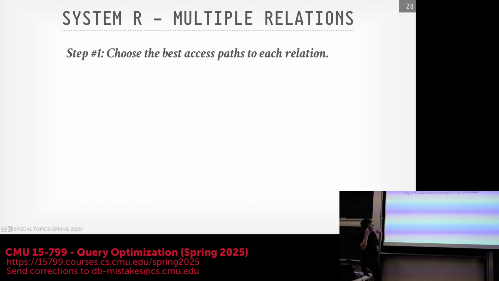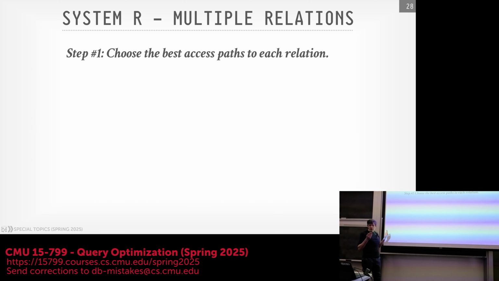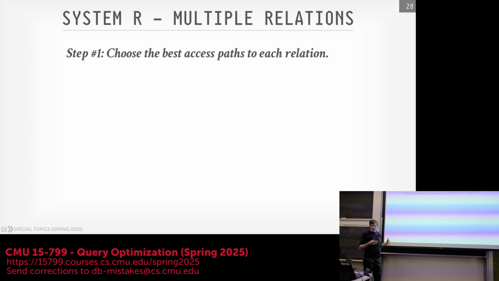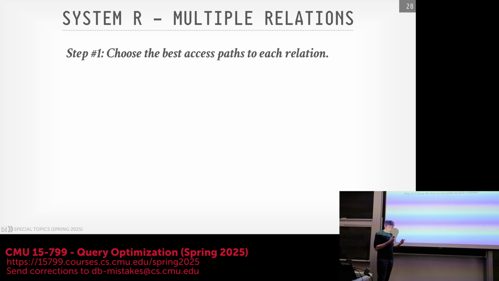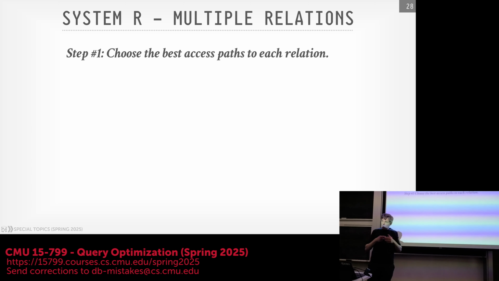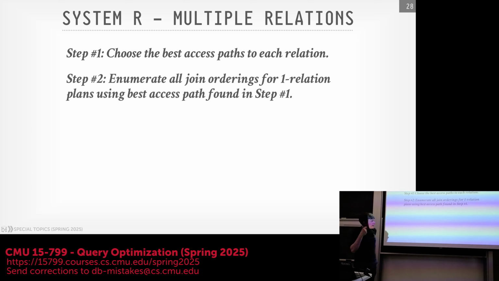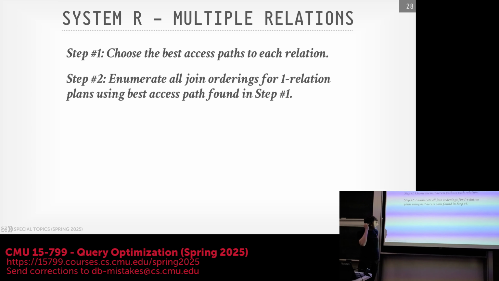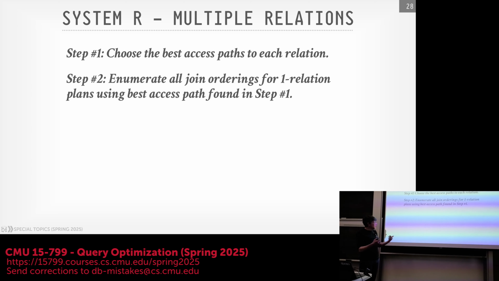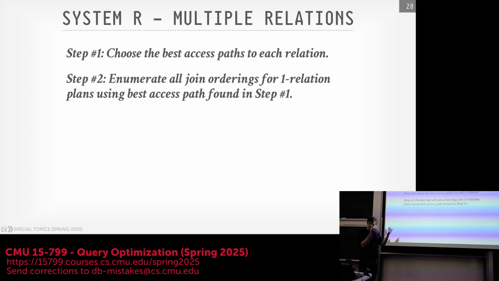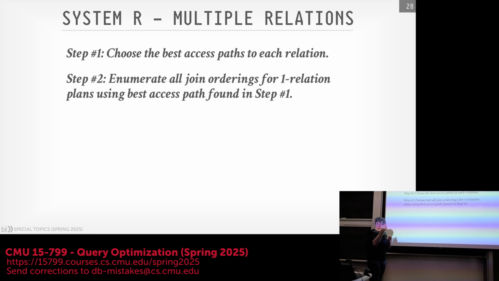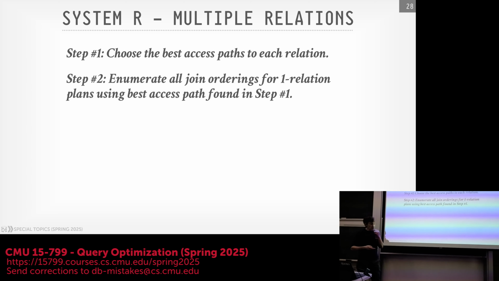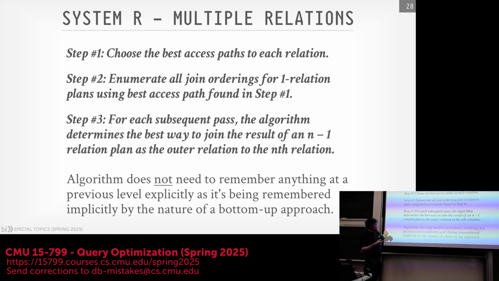All right, so step one is to do what we did before, where we have a single relation and figure out what's the best access path that we're going to use for that, right? And again, by looking at what interesting orders we would need, what indexes I have, just doing the basic cost calculations we have. Then we're going to enumerate all the join orderings for the one relation plans, using their best access path from step one to figure out, for two relations, what's the cost of joining them. And then you pick the best one for that level, and then you consider, okay, now if I add more joins to it, what's the cost of those? And you just keep repeating this over and over again until you end up with the final result.